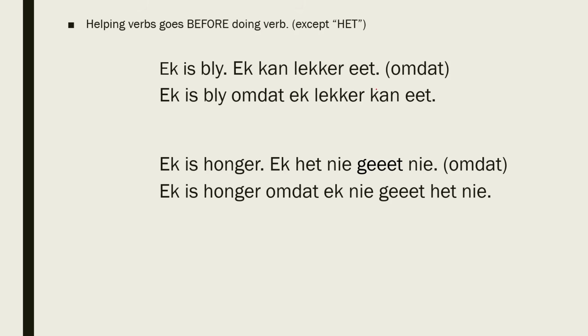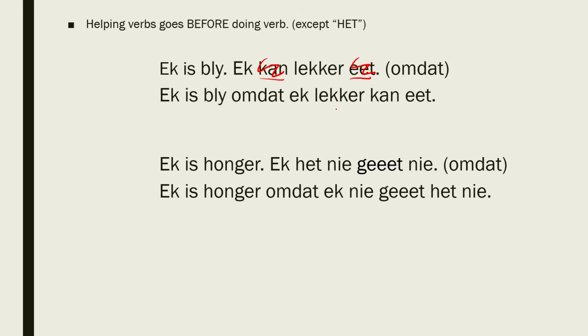And what is our verb? Our doing verb is eet. So I'll just make a line through that for now. But remember, we also now have an auxiliary verb in the sentence. So we also have to remove that. So I'll remove that. And what do I have left? Ek and lekker. And what did I say? You write it as is. As is. So omdat ek lekker.